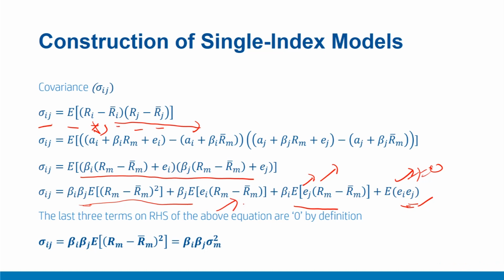And the same goes for this term. So we have only this term remaining, which is beta i times beta j into expectations of Rm minus Rm bar raised to the power 2, which is equal to beta i times beta j times sigma m square. This is the expression for covariance.